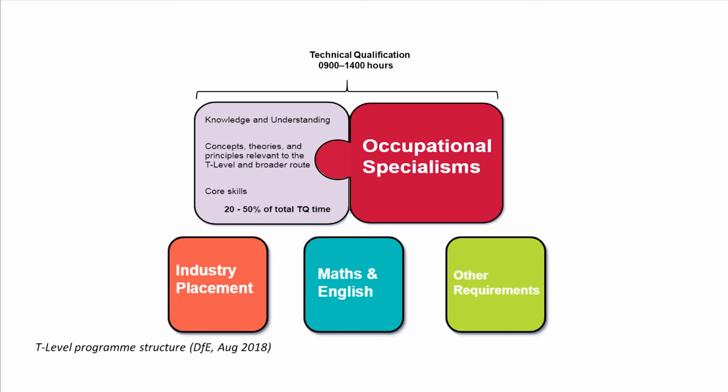The content will vary depending on the requirements of the route and the pathway, or the occupations covered by the scope of the qualification. The core knowledge and understanding focuses on the student's knowledge and understanding of context, concepts, theories and principles relevant to the T-level. The core can make up between 20 to 50% of the TQ in terms of delivery time.